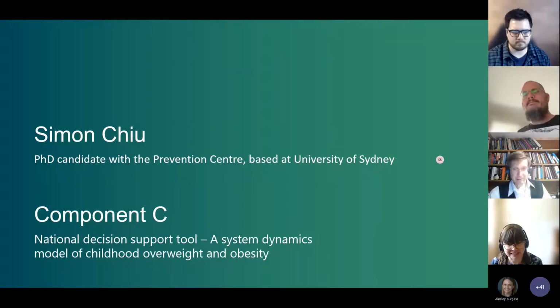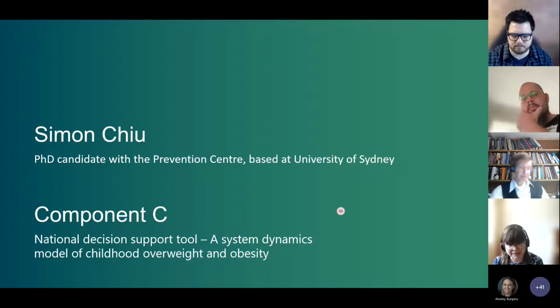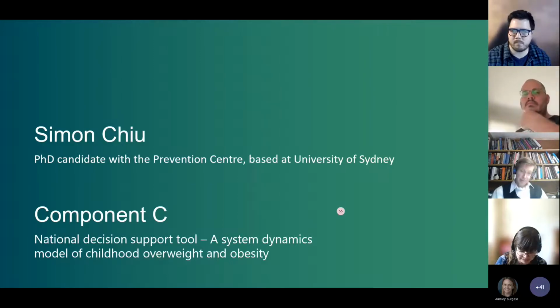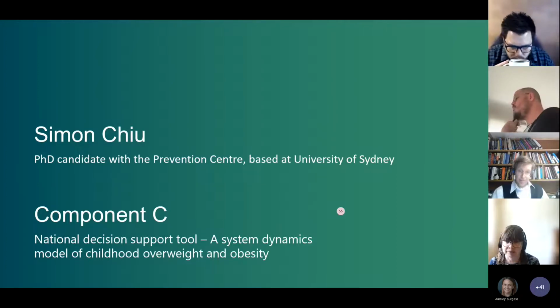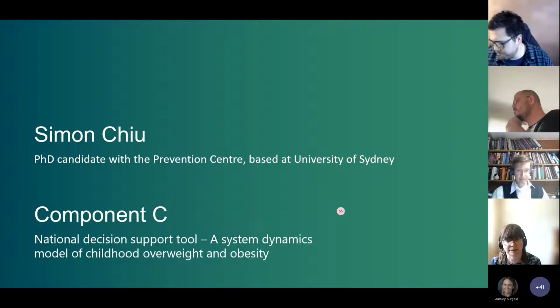That was really interesting. In the interest of time, I'll just move on quickly to Simon. So we have Mr. Simon Chu, who's a PhD candidate with the Prevention Centre and based at University of Sydney. And Simon's going to be presenting on component C of this body of work, which is the development of a national decision support tool for child and adolescent overweight and obesity. And he'll be talking about some of the early insights from the model. So I'll hand over to you, Simon.